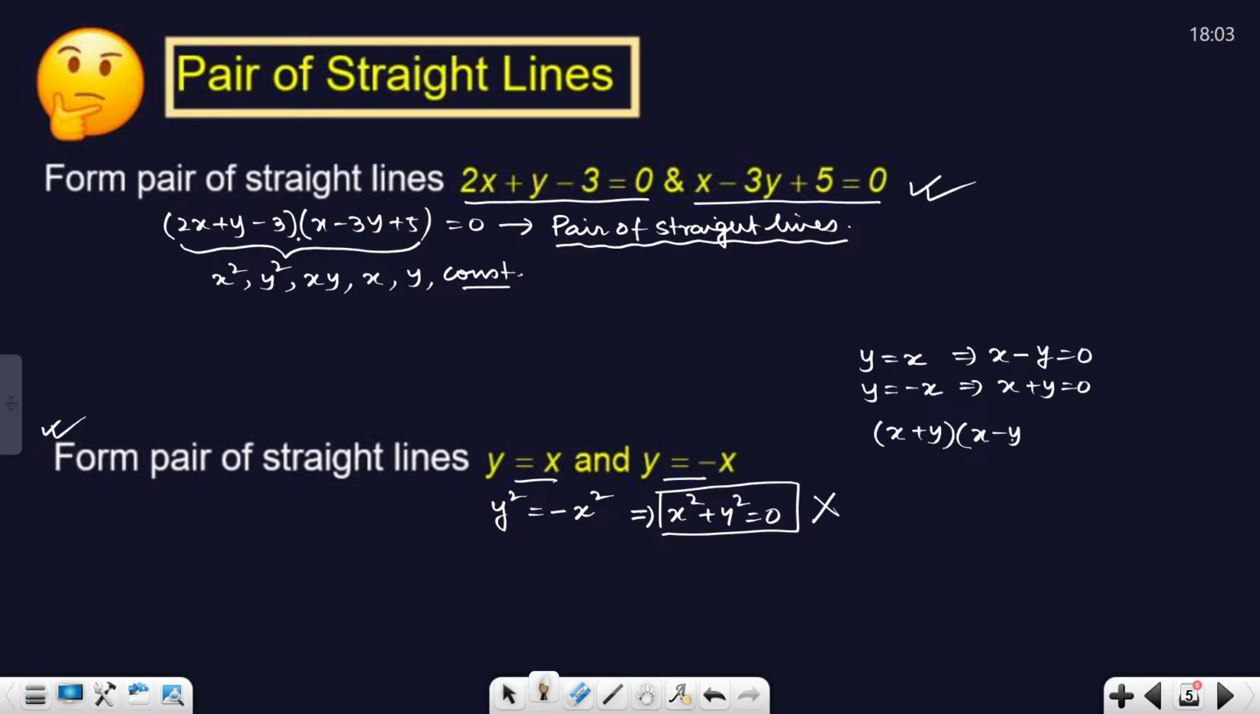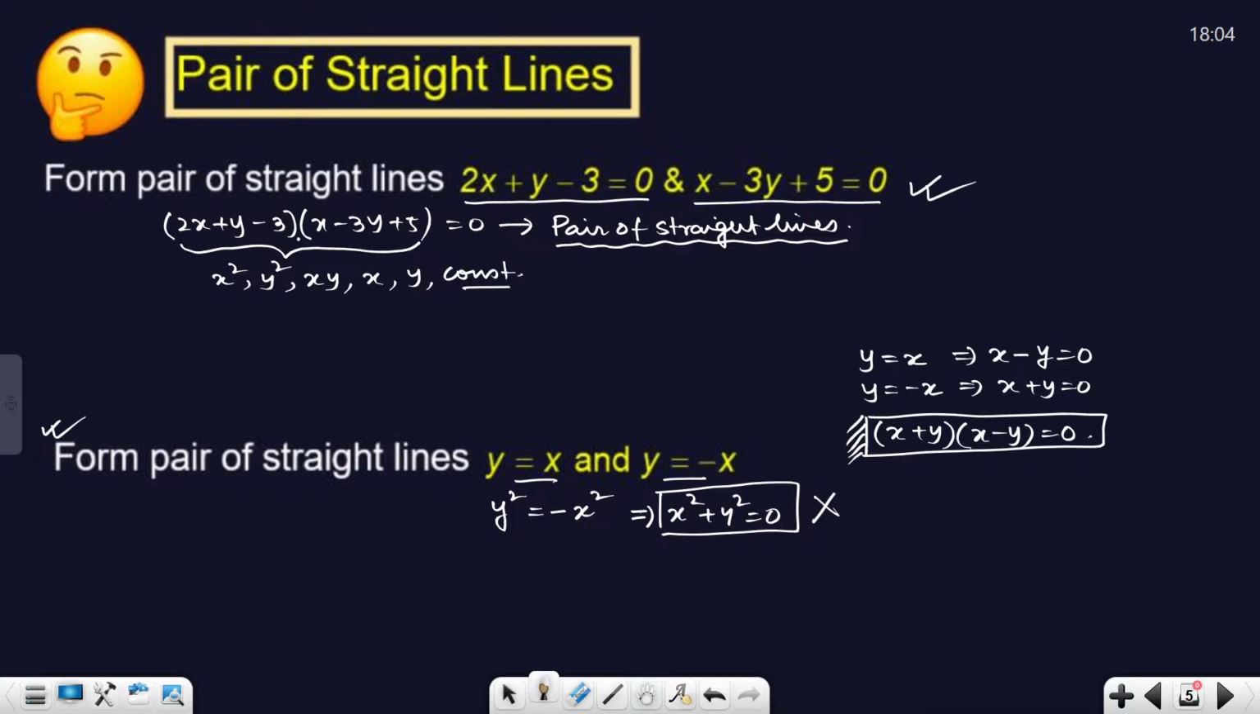Now, if I multiply the corresponding sides, this will give us the equation of the pair of straight lines. Is it clear? So always remember, to form a pair of straight lines, your right hand side should always be 0, and then you multiply the corresponding equations of the straight lines.